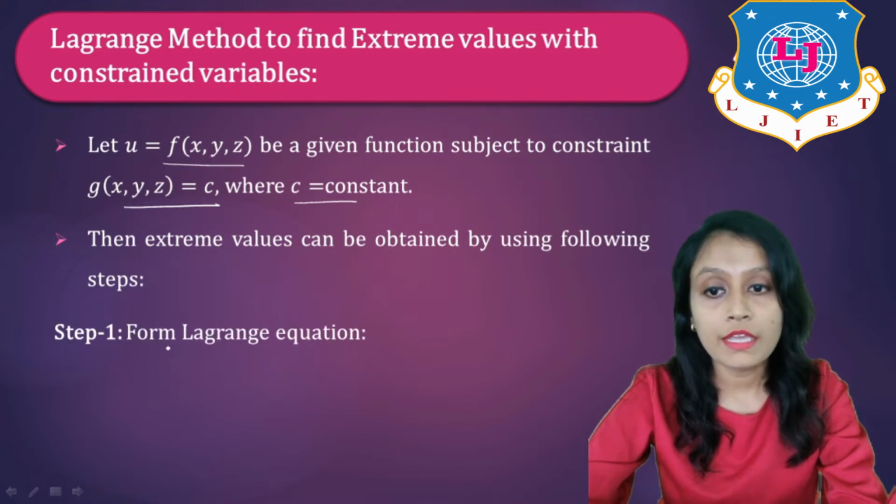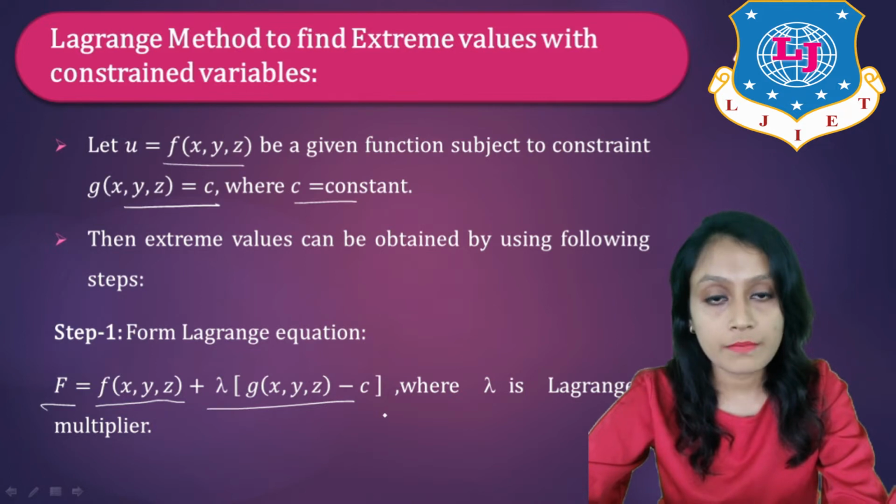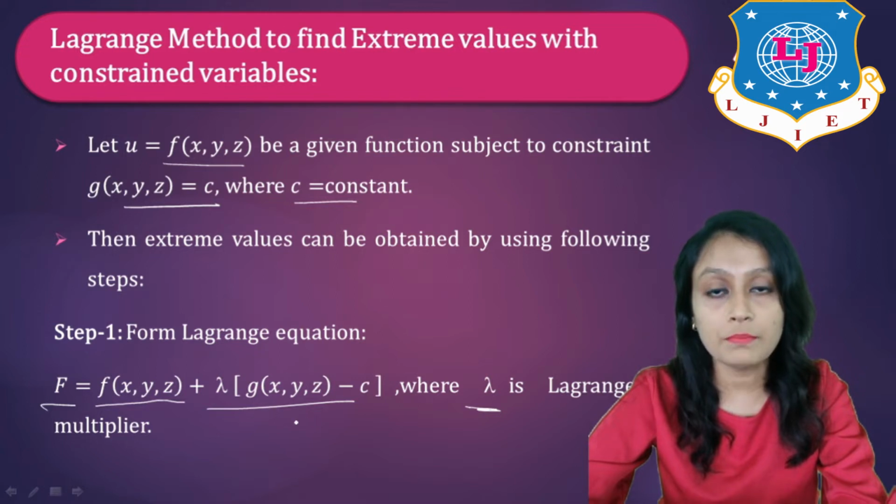First one, we have to form a Lagrange equation. So equation is capital F is equal to this small f of x, y, z plus lambda into g of x, y, z minus c, where this lambda is known as Lagrange multiplier. Okay, so every time whenever we have to write this Lagrange equation, we will write as F is equal to function plus lambda times constraint.